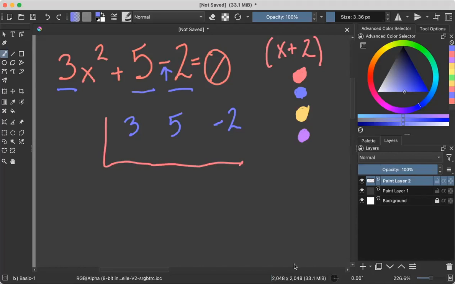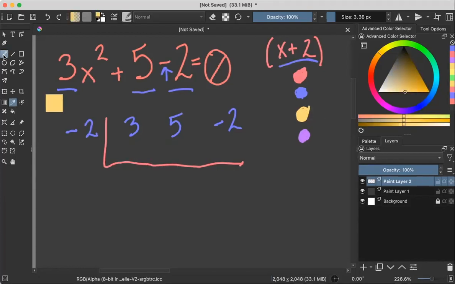Alright, so our divisor here would be x plus 2. Since we are dividing, we all know that the positive 2 will then turn to a negative. Now that we have set up our table, I'll explain what we're going to do. Basically, the first number will drop down here. So we're going to drop down 3.